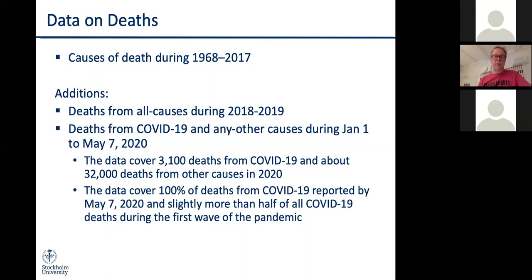And so our data until May 7 cover the peak of the mortality and the deaths during the spring peak. We then have all the deaths during that period, which are reported quite accurately, and more than half of COVID-19 deaths during the first wave of the pandemic.